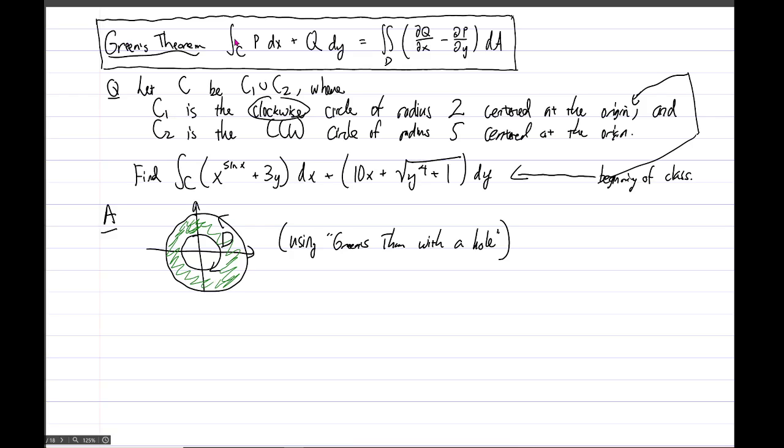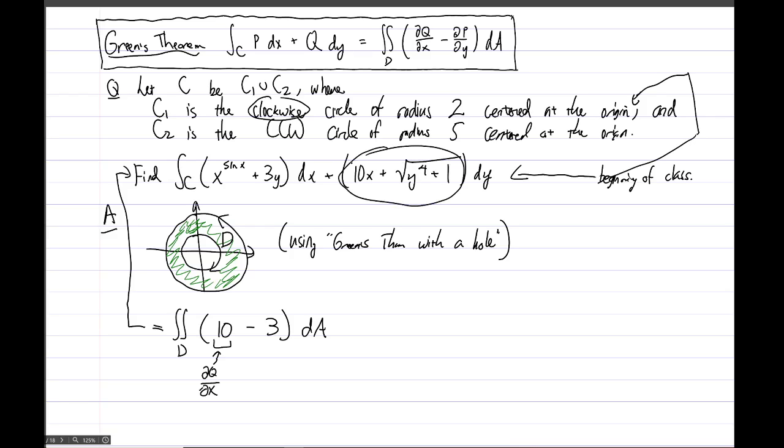So here's what we're going to end up with, is that this integral here ends up being equal to the double integral over D of 10 minus 3 dA. Same deal as before. The 10 here is the partial derivative of Q with respect to x. So take a look at this, differentiate with respect to x. And then same deal as before, this after the minus sign is 3, and if this is P over here, x to the sine x plus 3y, we had differentiated P with respect to y. It's just because that's what Green's theorem requested, dA.